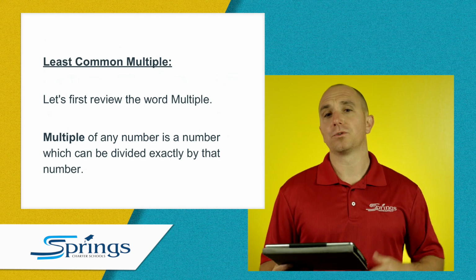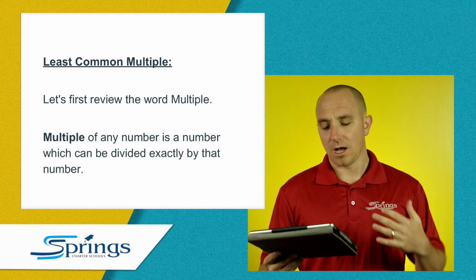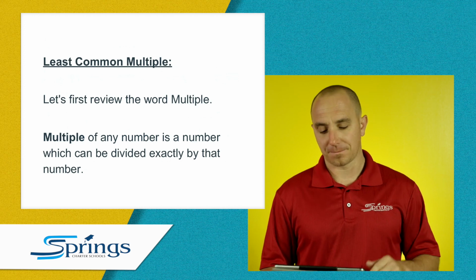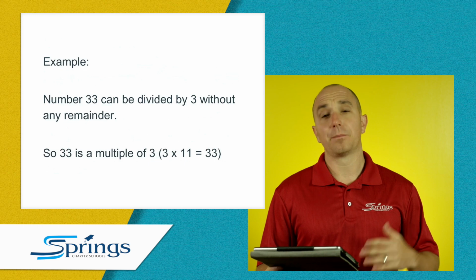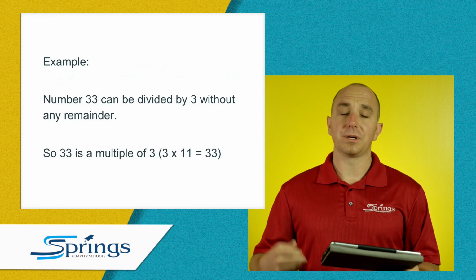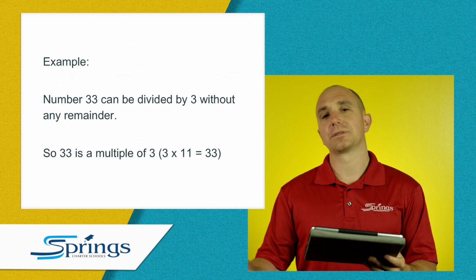All right, so let's first review the word multiple. A multiple of any number is a number that can be divided exactly by the number. So let's look at an example. The number 33 can be divided by 3 without any remainder. So 33 is a multiple of 3 because 3 times 11 is 33.